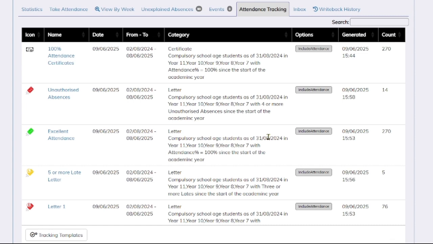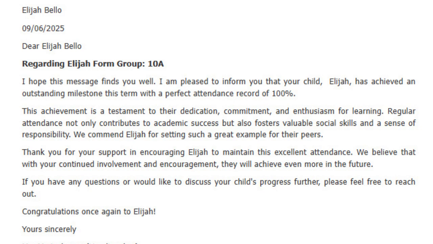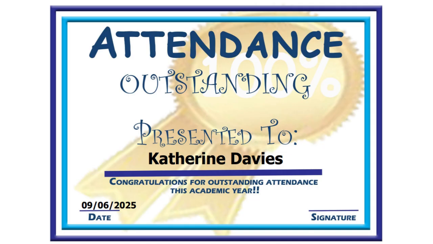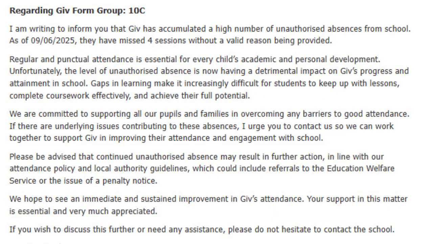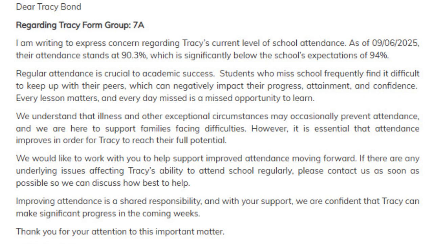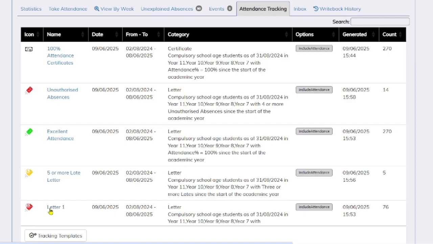created in School Workspace. Common documents that the school could create are letters or certificates to inform parents of excellent attendance. Letters to inform the parents of poor punctuality. Letters informing the parents of a high number of unauthorized absences. Or letters informing the parents that the percentage attendance is a cause for concern and is having a detrimental effect on the child's attainment at school. This video will look at how to create the above letters or certificates.